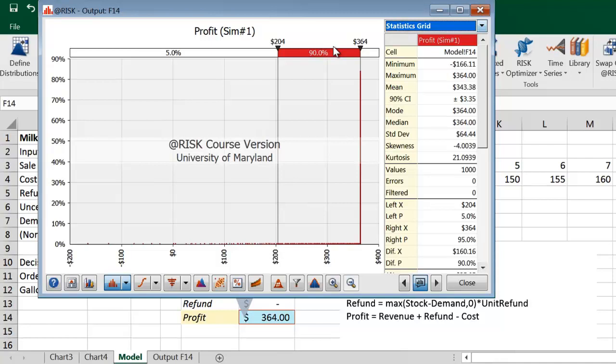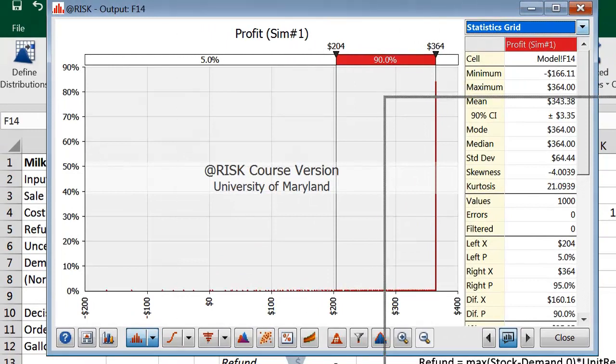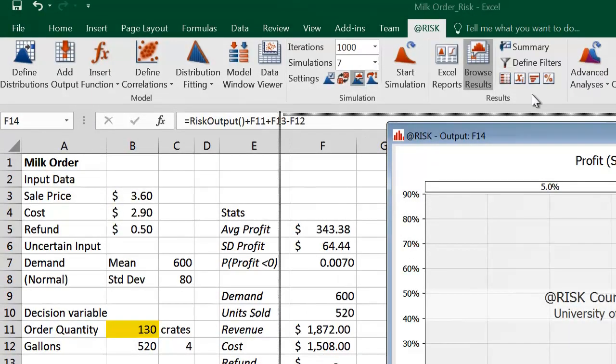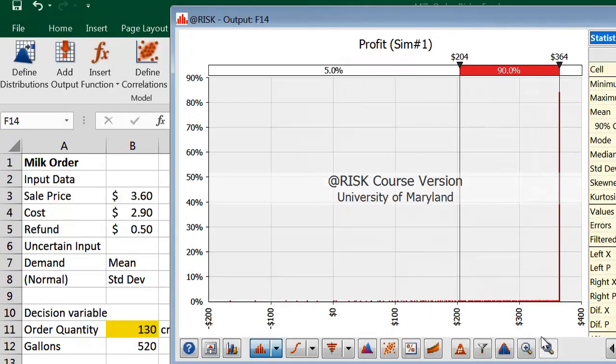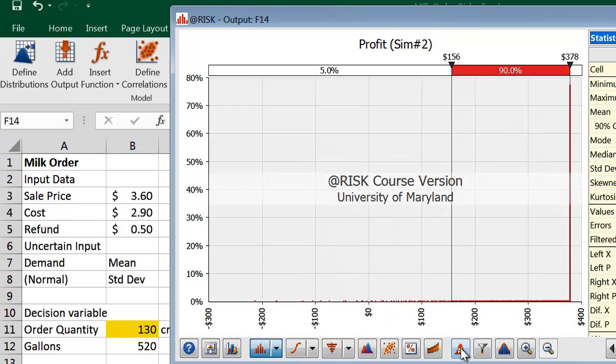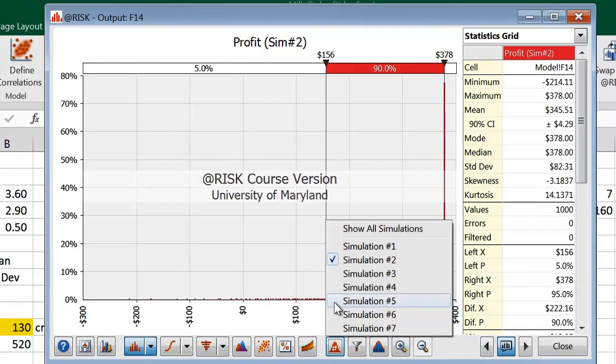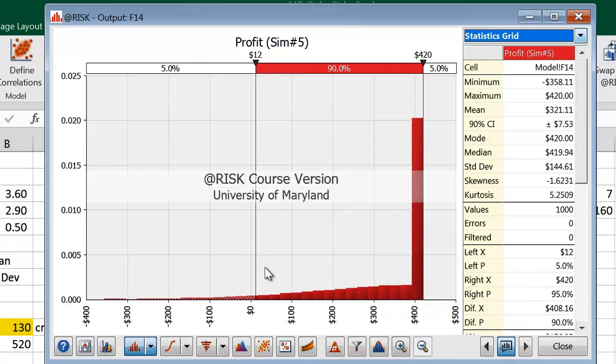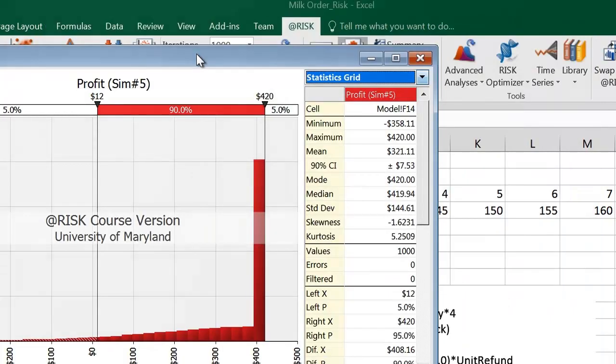All right, so that was it. That's what it did. It quickly did a simulation with each of those quantities. And here we can see the distribution, and this is for simulation 1. Simulation 1 was the one that had an order quantity of 130. If we come here, we can change that to simulation 2 and see what the distribution is. And we have here the mean and the standard deviation for this simulation. Let me pick another one. So I have here simulation 5, which had an order quantity of 150.